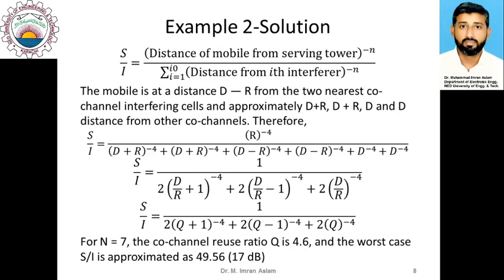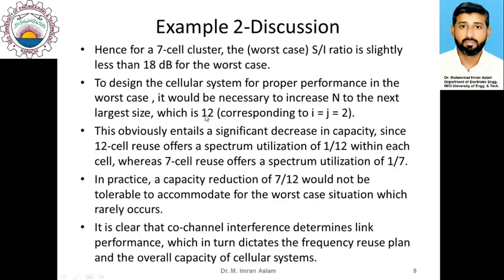So what do you suggest? Should we use n equal to 7 or not? Our requirement was to have signal to interference ratio above 18 dB, but for n equal to 7, this worst case signal to interference ratio comes out to be 17 dB. 17 dB is slightly different than 18 dB. If we want to improve this signal to interference ratio, we need to go for higher cluster size, which is 12, which corresponds to i equal to j equal to 2.